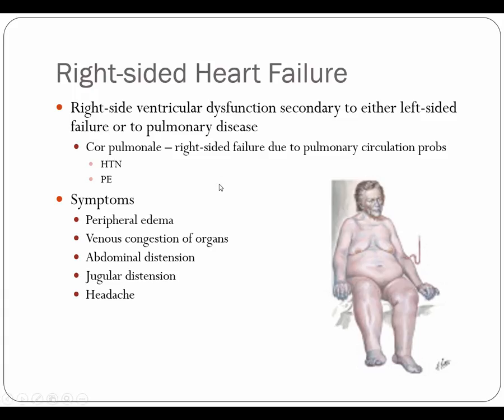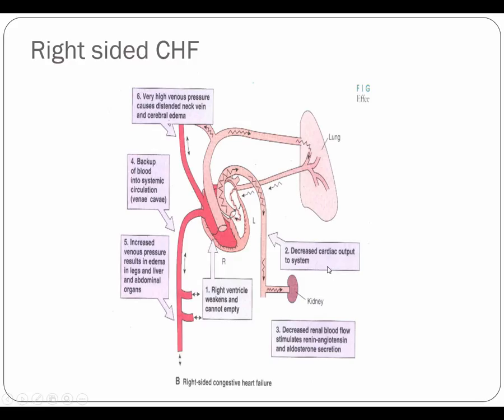Right-sided heart failure presents a little differently. Let's go ahead and go on to this one so you can see. The right ventricle weakens and cannot empty, so you have all this blood just backed up, sitting in there, because it can't get a nice contraction and get out. Again, decreased cardiac output. They both present that way. Decreased renal blood flow, again, stimulates the kidneys to release chemicals that make this system worse, and we'll talk about how that happens later.